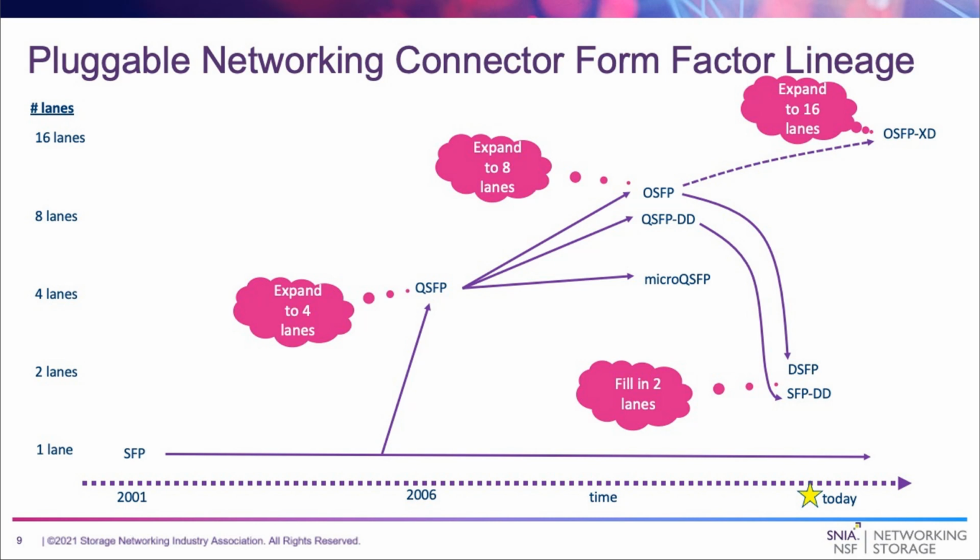And again, over time, industry saw a need to move to 8 lanes, which resulted in the birth of the OSFP and QSFP form factors, as well as a new 4-lane connector called the micro QSFP. And this resulted in further development in 2-lane connectors, the DSFP and SFPDD, as well as in the top right-hand corner, a path towards the OSFP XD, which is a new 16-lane connector on the horizon. So you'll see that when we talk about pluggable networking connector form factors, there's a variety of different lane widths as we look across time.